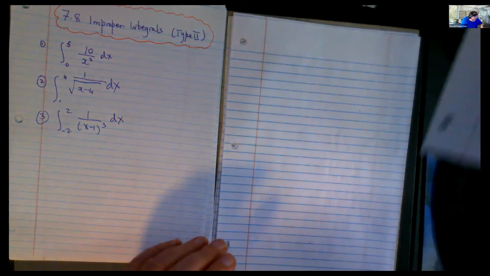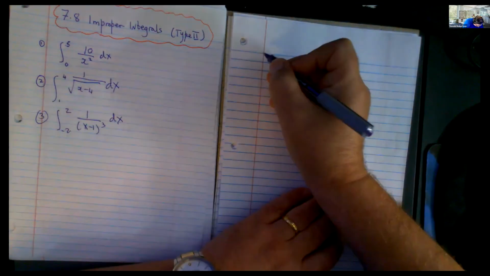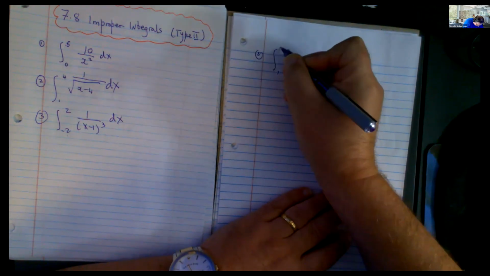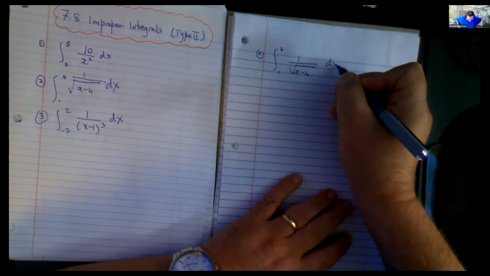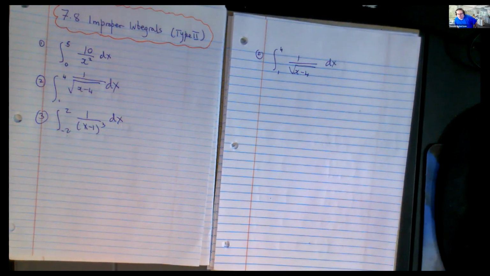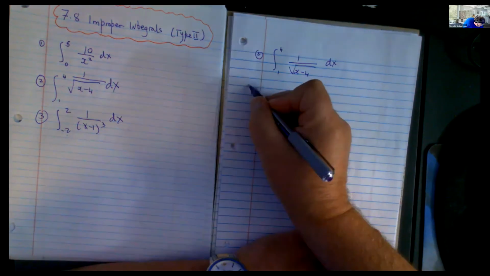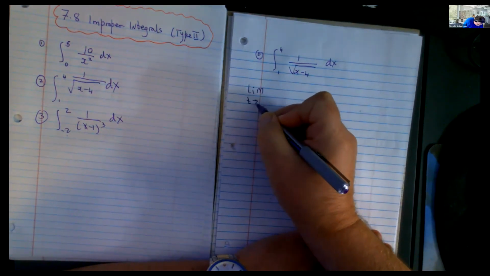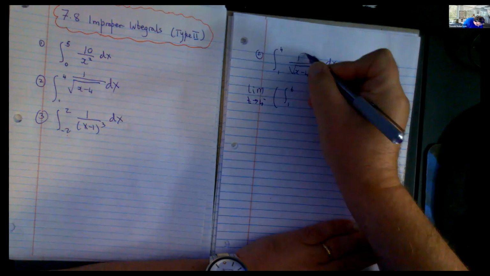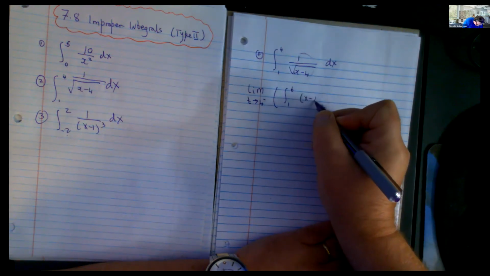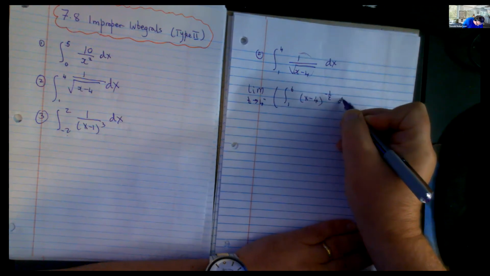Now, the next one we're going to do is this one I'm calling question 2, although it's very similar to quite a few homework questions. What value of x does this function have a problem with? X equals 4. And because of that, I'm now going to do the limit as t tends to 4, technically 4 minus, the integral from 1 to t. And this thing here is going to have to be rewritten as a rather ugly negative half power.